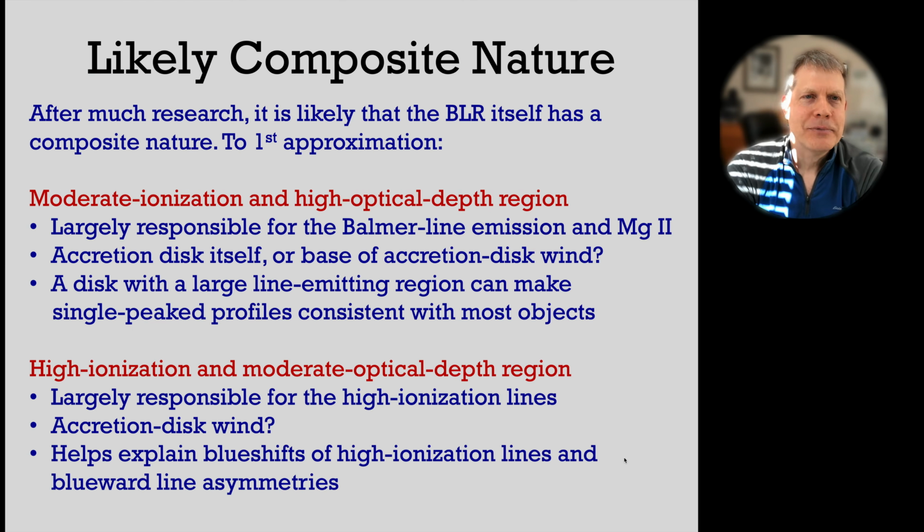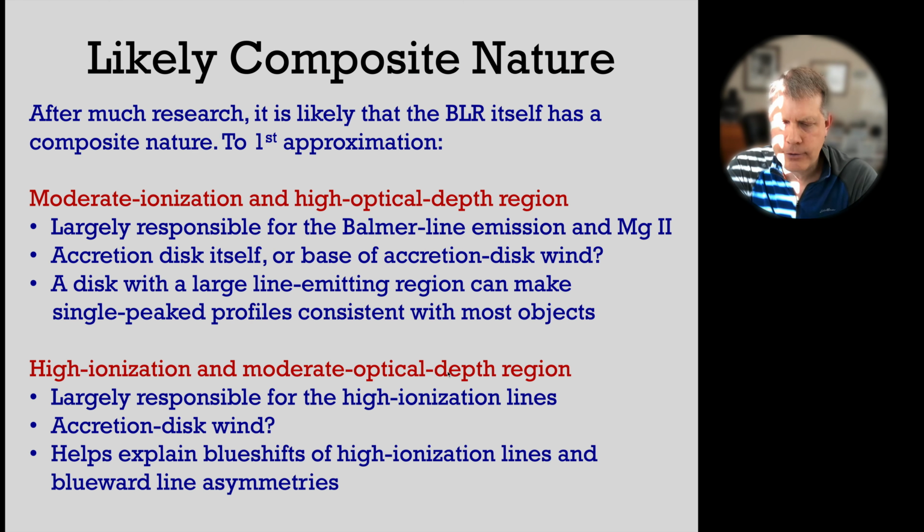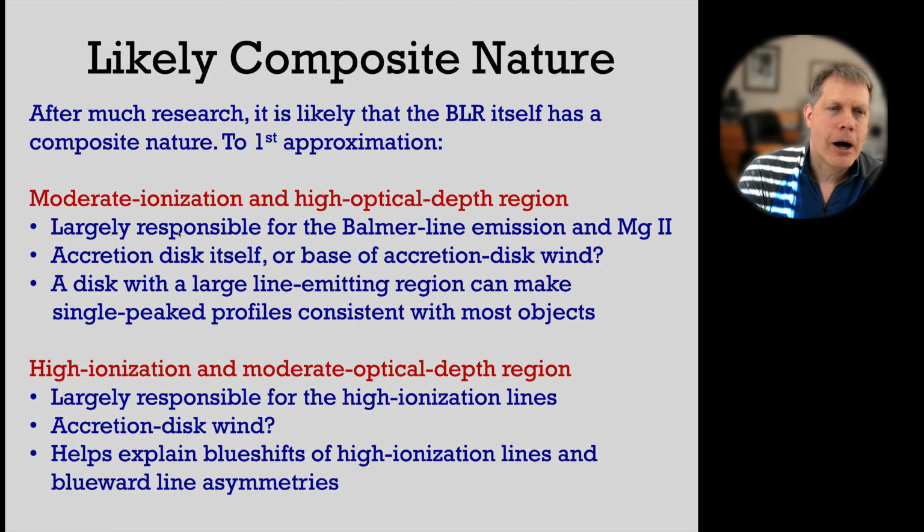So moving right along, let's again talk about what we think the broad line region is like in light of all these data. So we think that the broad line region likely has a sort of composite nature to it. After much research, it is likely that the broad line region itself has a composite nature. To first approximation, sometimes people envision it as having a moderate ionization and high optical depth region and a high ionization and moderate optical depth region. Okay, this is perhaps a first approximation to a more complex truth.